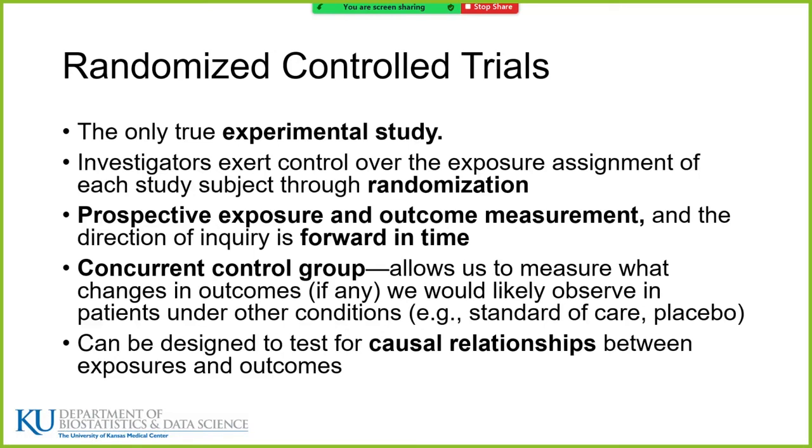These concurrent controls are a strength because they allow us to, again, exert control over as many of the other extraneous conditions that might cause these individuals to have outcomes that differ from what we would expect. This concurrent control group will allow us to measure whatever changes in these outcomes we would observe in patients under other conditions, and that allows us to get a better idea of the true treatment effect. And again, these studies are designed to test for causal relationships between exposures and outcomes.